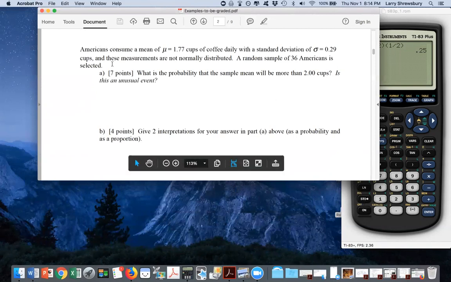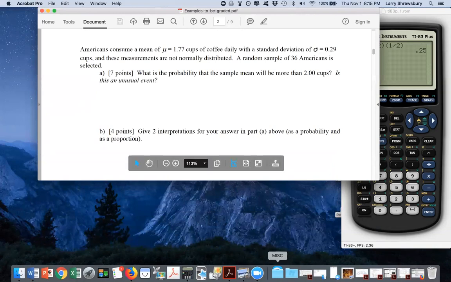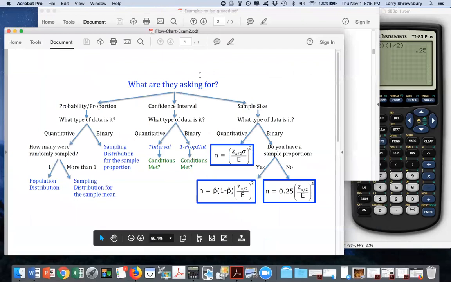What did they give us here? And hopefully you're realizing in that first sentence, you'll say, they gave me everything, Larry, everything. It's quantitative data. They gave me the shape. They gave me the center. They gave me the spread. That's all that needs to be said. With all that information, just think of all the things I could find out. I could find the probability of one randomly selected being in any interval. I could find the probability of the sample mean being in any interval. So with that little flow chart for the exam, let's look at, now what were they asking for?